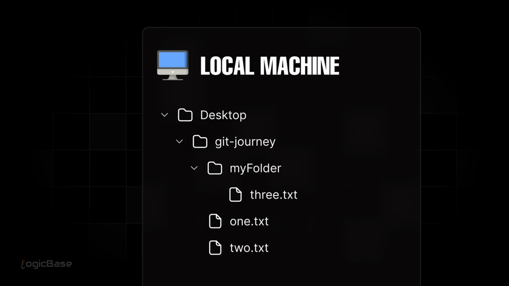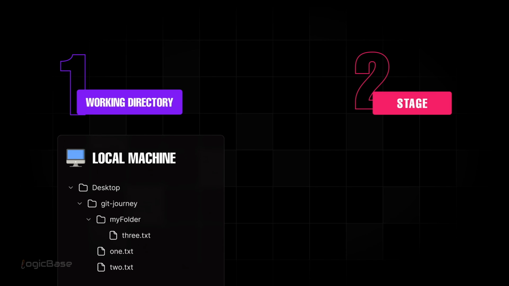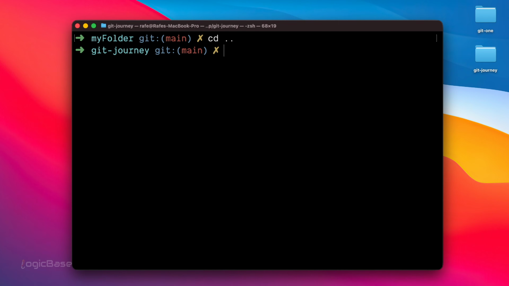Now we have made quite a few changes, haven't we? Let's see what we did. We created a new folder, added a new file, and modified some existing ones. In other words, our entire project has gone through multiple changes. So now it's time to move all these changes into the staging area. To do that, I will first go back to the repository's root folder, meaning I will move one step up. cd .. Now I am back in the root directory, which is the Git journey folder. From here, I will run the git add command.